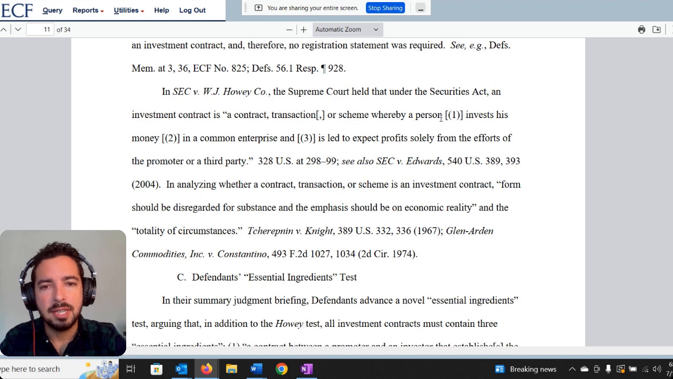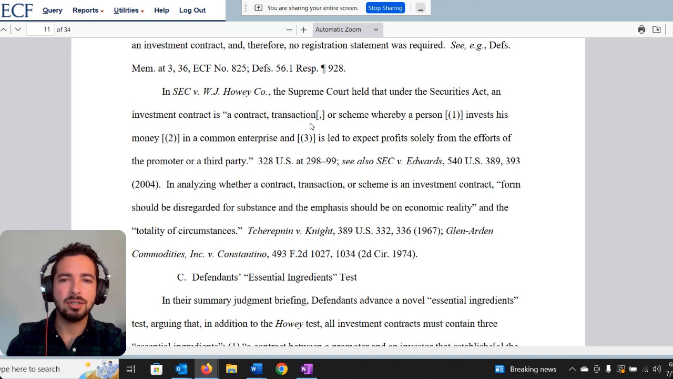Now, you see these bracketed numbers. The court is just inserting into there what it considers to be elements or three requirements. And she's going to maybe talk about these things separately. So that's why she added them. So it's just easier to identify what it is she's talking about.